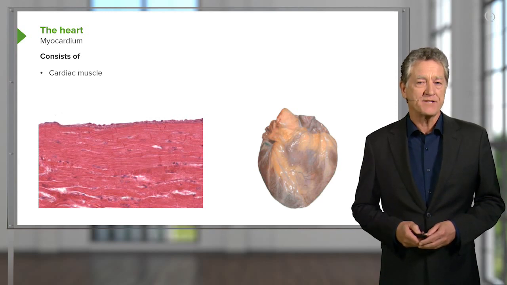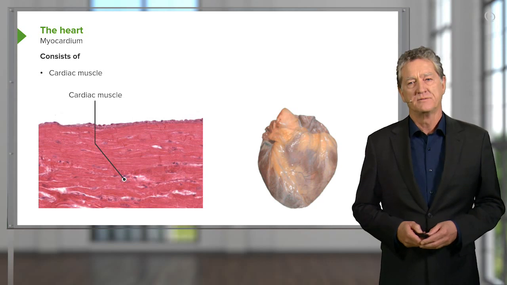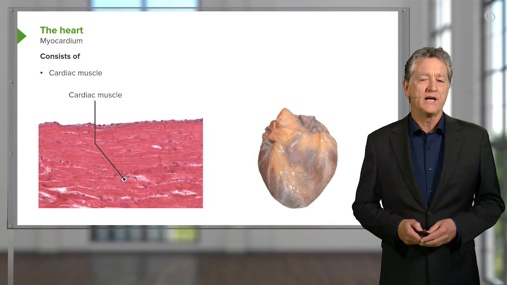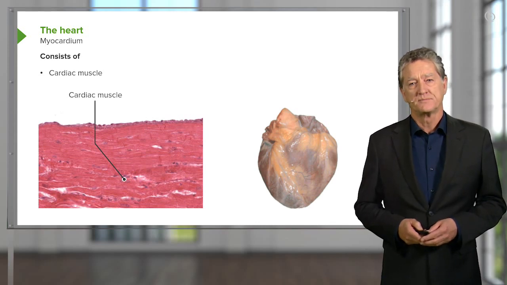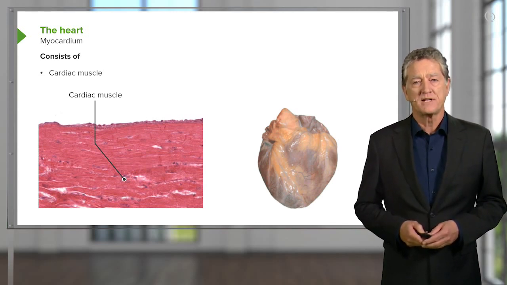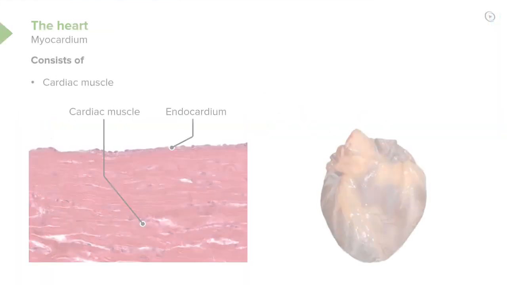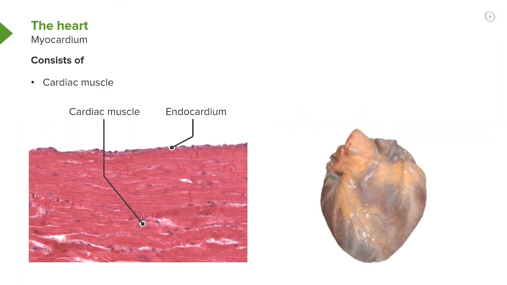The myocardium, as I mentioned before, consists entirely of cardiac muscle with some connective tissue skeletal components and also blood vessels. But it's mostly cardiac muscle, and as I said before, that's the pump component of the heart. It's lined on top, of course, by endocardium. It's lined on top of the section here, but remember, it's lining the internal chambers of the heart.